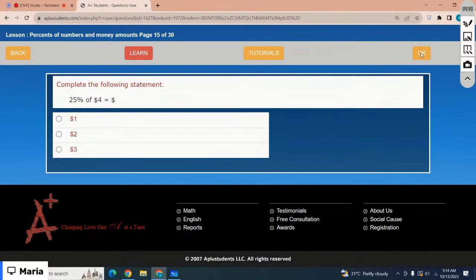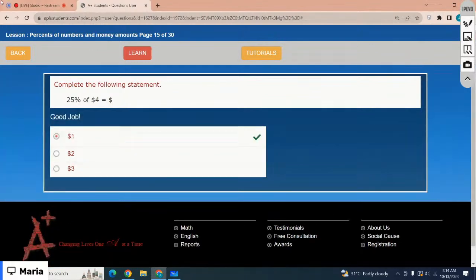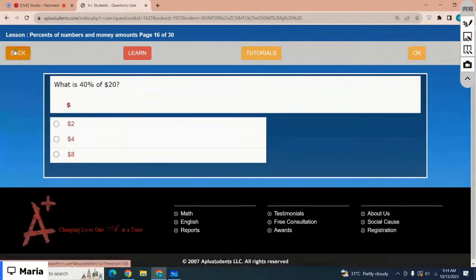That would be 1. Yes, very good. 25% of 4 is 1. Okay, you can complete the lesson by yourself later today. Let's just move on to the next lesson.